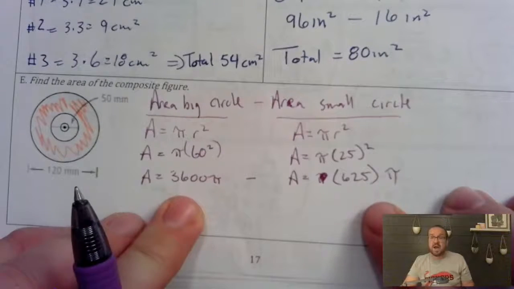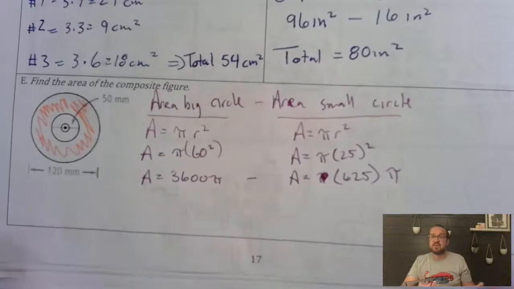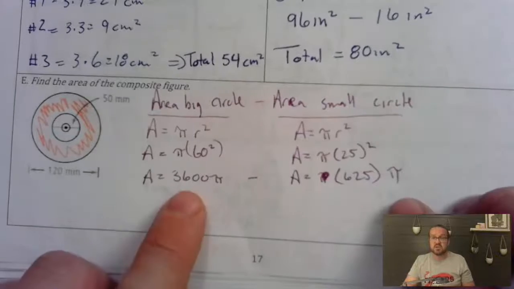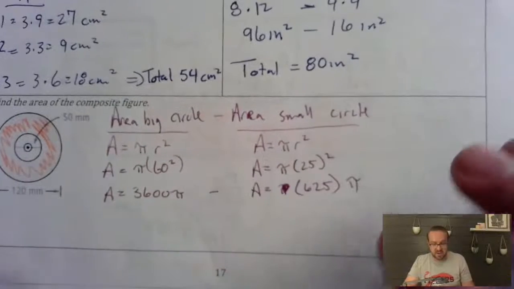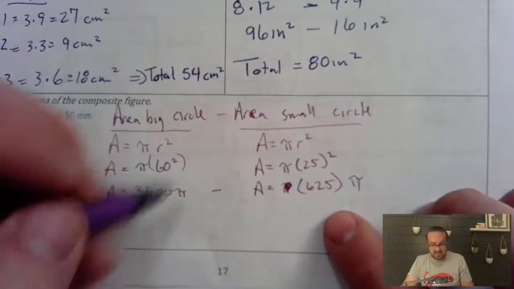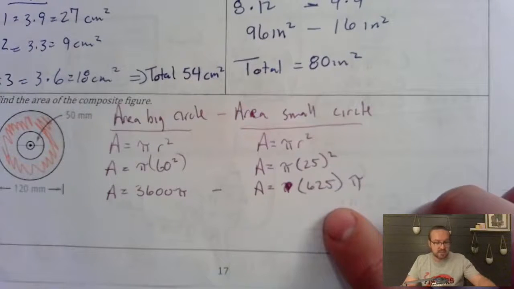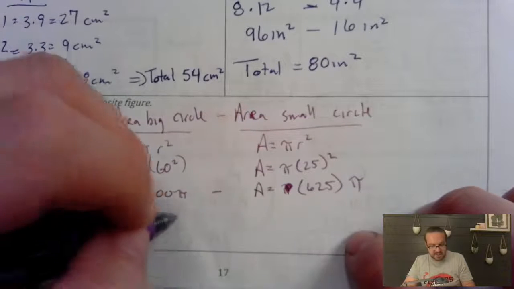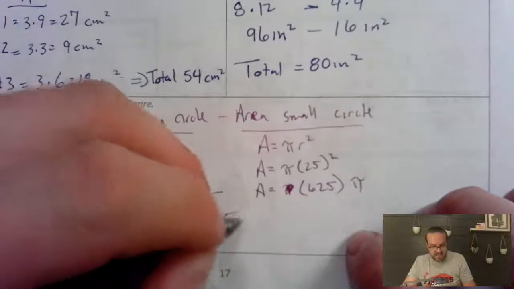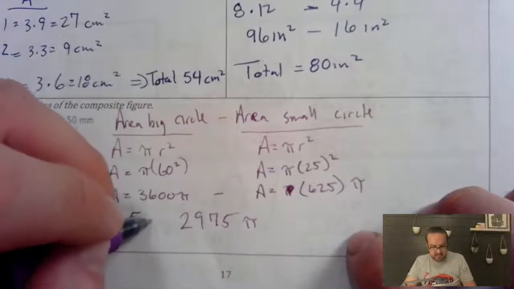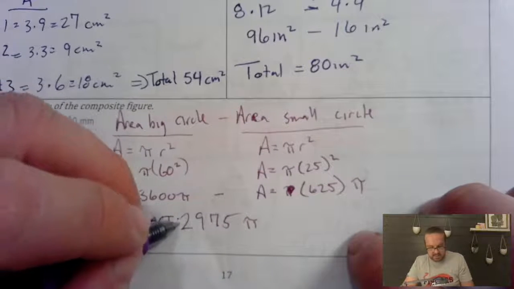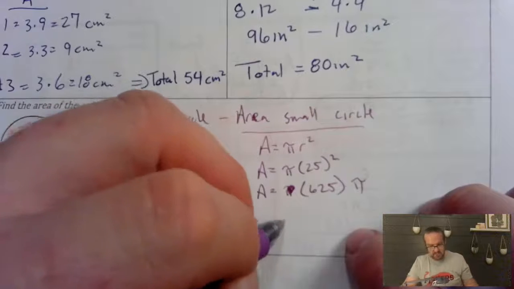Now, this pi almost acts like a variable in the fact that these are like terms. So I could just subtract the numbers in front. So we have 3,600 and 625. And just subtracting them, let's verify this here, just getting some borrowing out of the way, would be 2,975 pi. That would be the exact answer. Now again, it's millimeters, so millimeters squared.